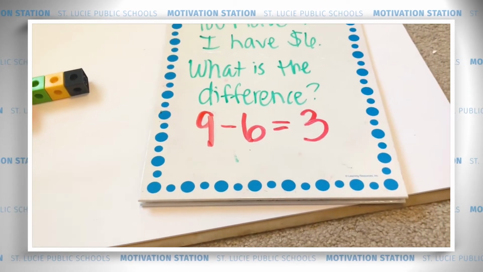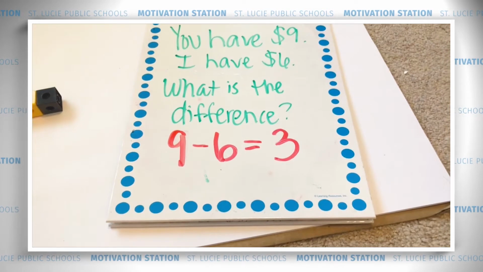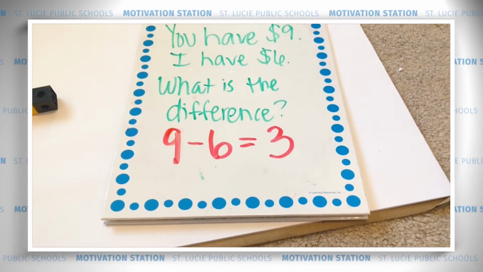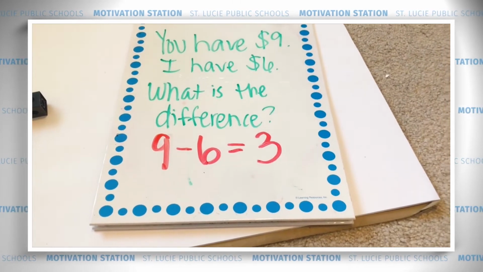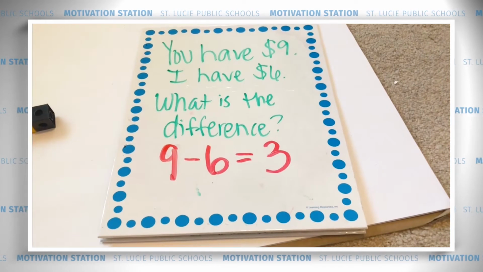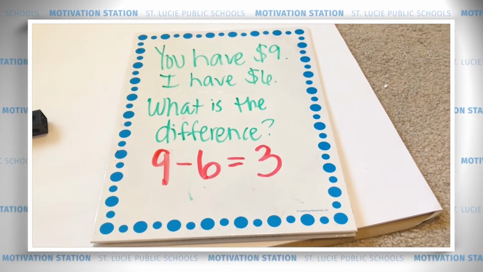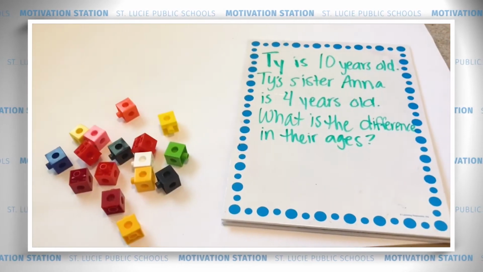The minus sign in this problem does not mean take away. It means find the difference. The difference between 9 and 6 is 3. 9 is 3 more than 6. 6 is 3 less than 9. The difference is what we call the answer to a subtraction problem. Let's move on to the next problem.